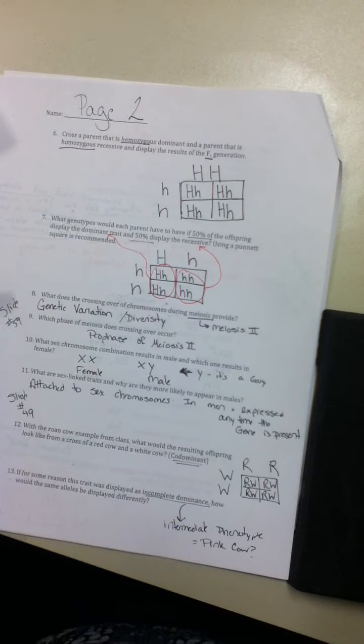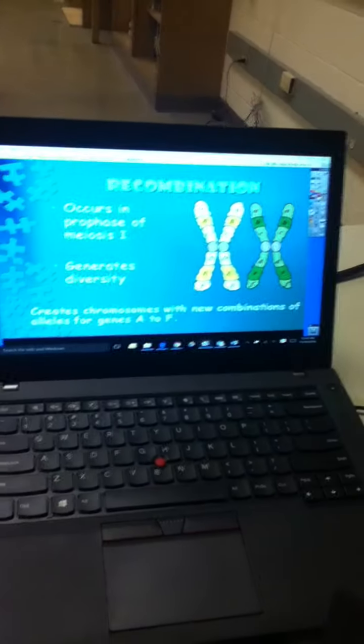Number 8 says, what does crossing over of chromosomes during meiosis provide? So during the prophase section of meiosis 1, chromosomes are going to cross over. And this is going to provide genetic variation and diversity. I'm going to show you that slide on the PowerPoint.